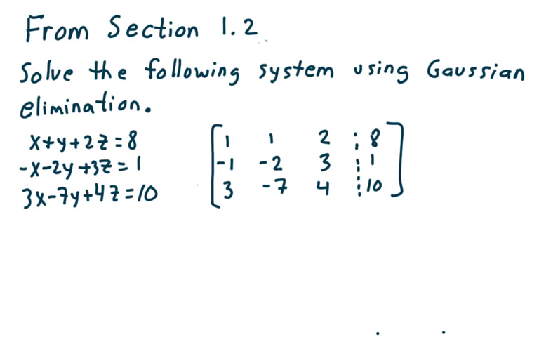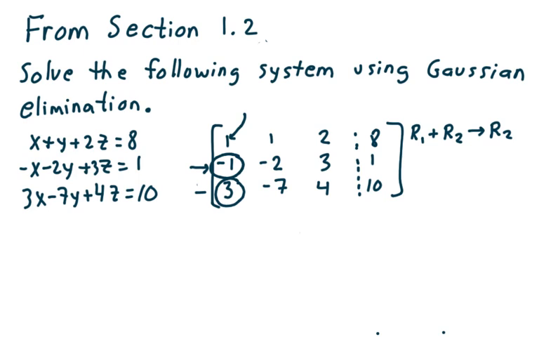Now, I want the first entry in the first row to be a 1. That's called my leading 1. And I'm going to use the first row in order to get this number in the second row to be a 0 and this number here in the third row to be a 0. That's my strategy. So now, to get this negative 1 to turn into a 0, I'm going to take row 1, add it to row 2, and put the result back into row 2.